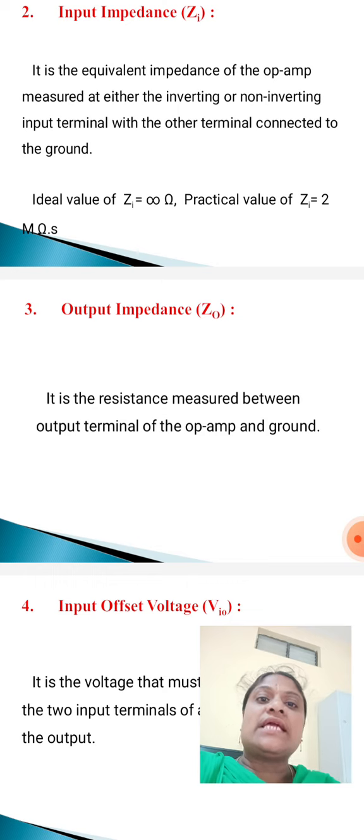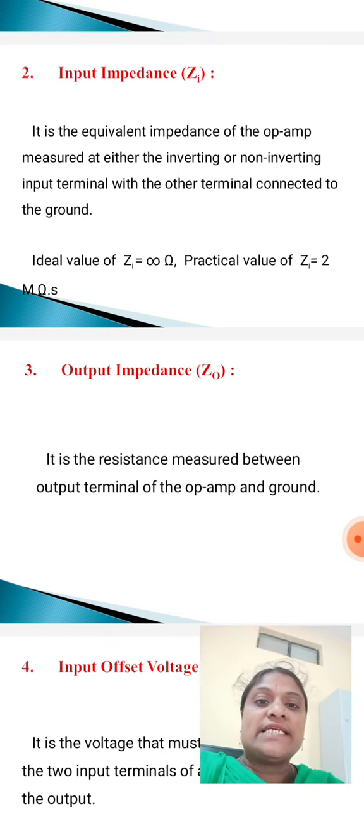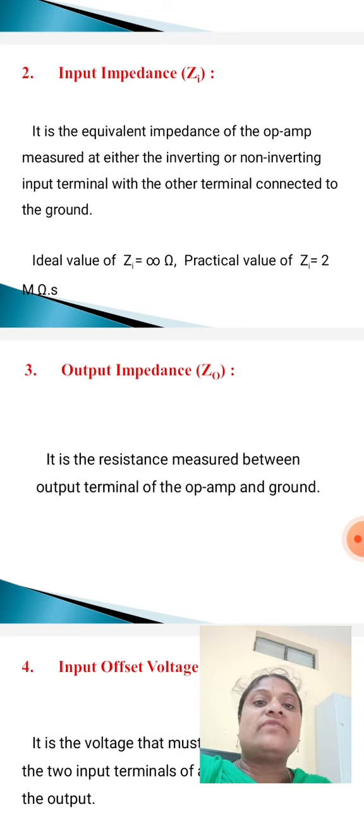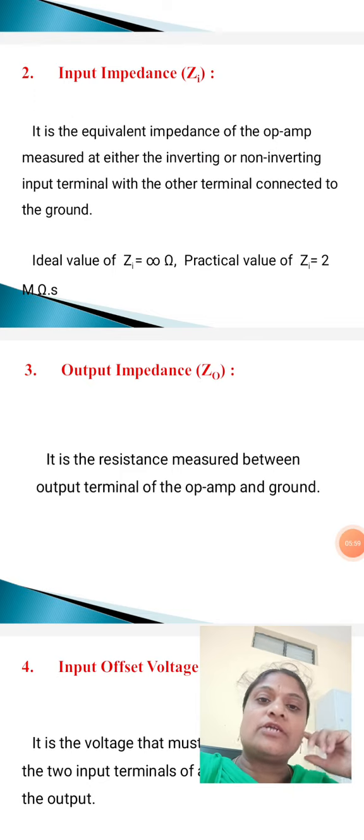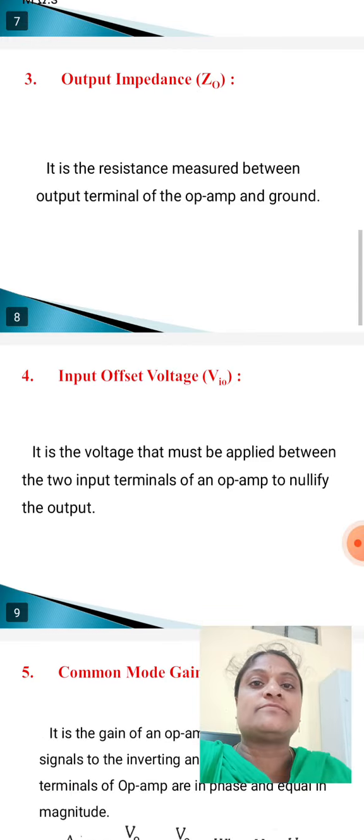Okay, in case of the ideal value of input impedance, Zi is equal to infinity. Units are ohms. Zi is equal to infinity ohms. But the practical value of input impedance is 2 mega ohms. So the ideal value of input impedance is infinity ohms, and the practical value of input impedance is 2 mega ohms. So this is the input impedance Zi.